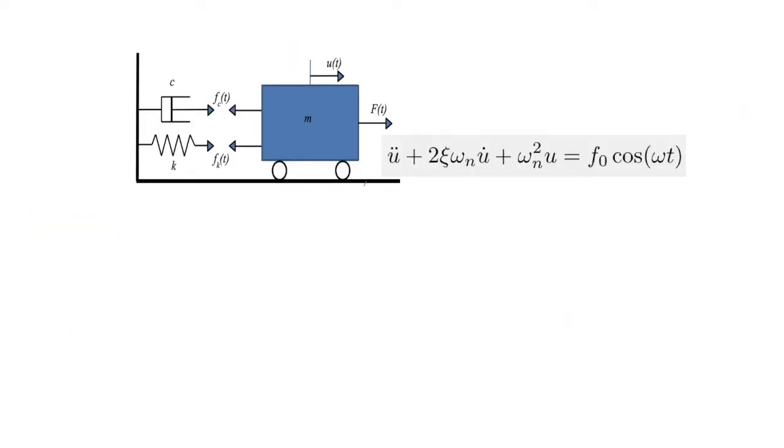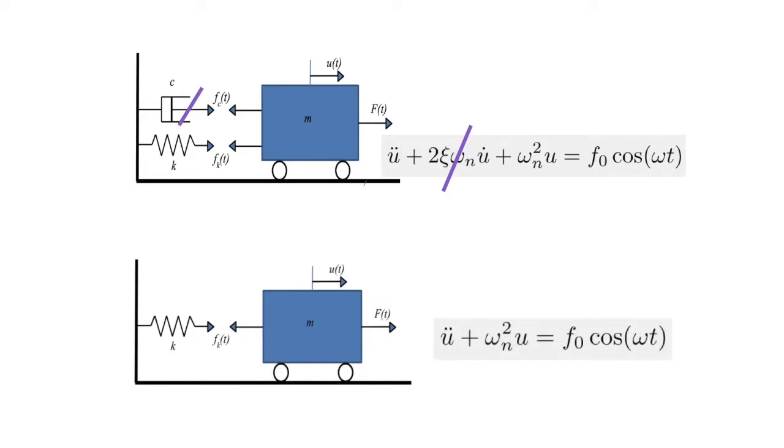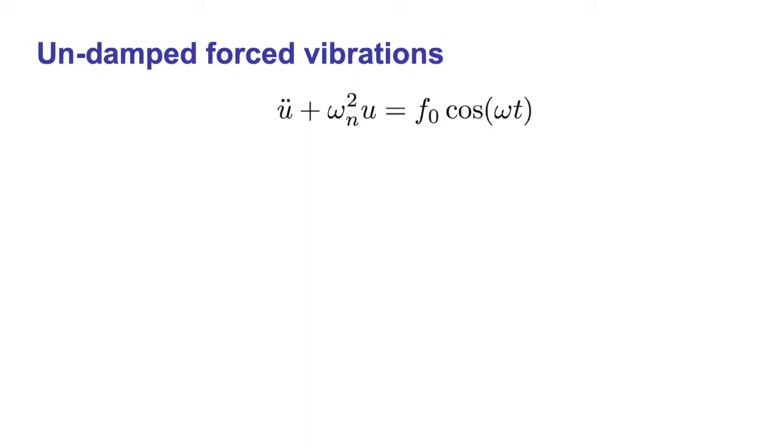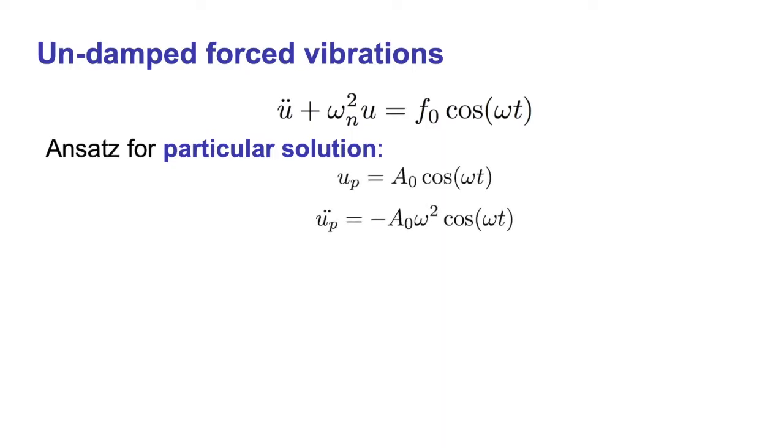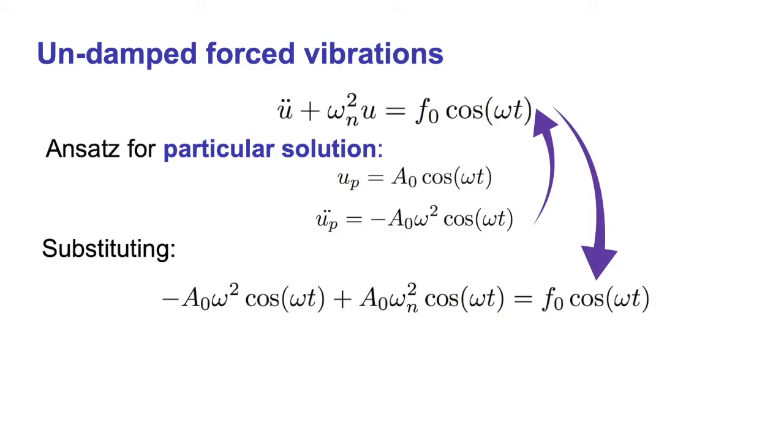Let's start with the simpler case where no viscous damping is present in the system. In such a case, our equation of motion is reduced to this second-order differential equation. This second-order ODE defines the motion of an undamped single degree of freedom system. In order to solve it, we postulate a cosinusoidal displacement response with frequency omega and amplitude a naught. Differentiating it twice, we arrive at the acceleration, and substituting these into the above expression leads to this equation.